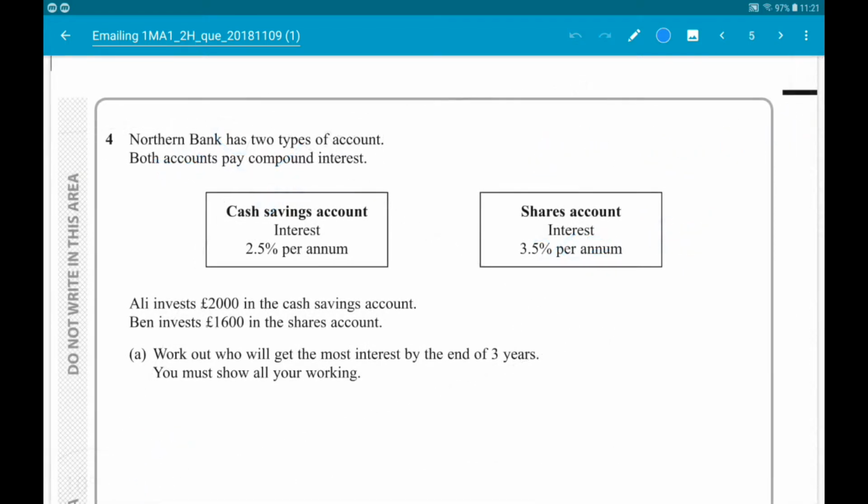Okay, number 4, we have compound interest, so I'll put my percentage increase and decrease playlist down below. So, Northern Bank has 2 types of account. Both accounts pay compound interest. The cash savings account pays 2.5% per annum, so per year, and the shares account pays 3.5% interest per year.